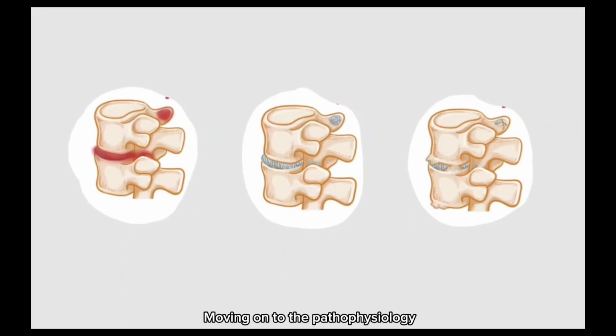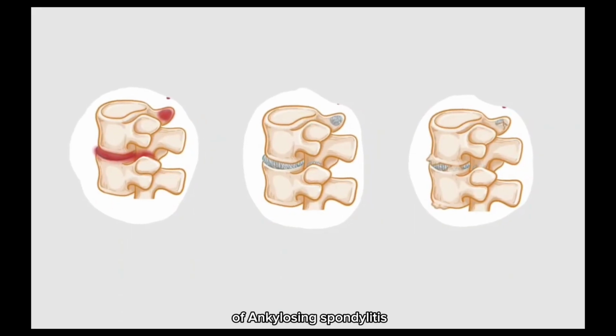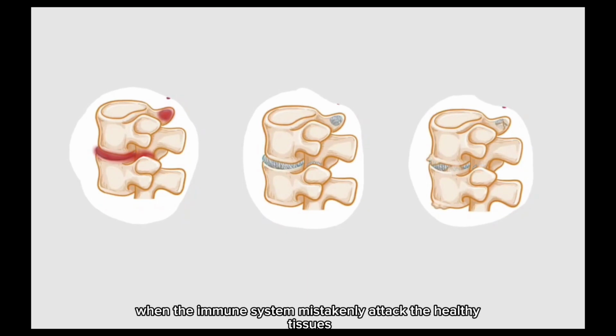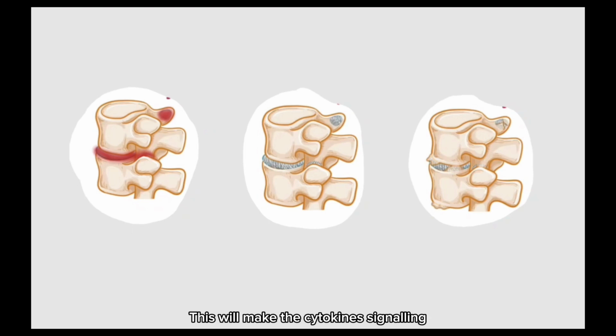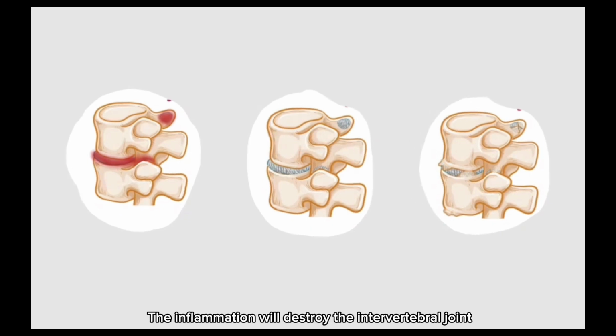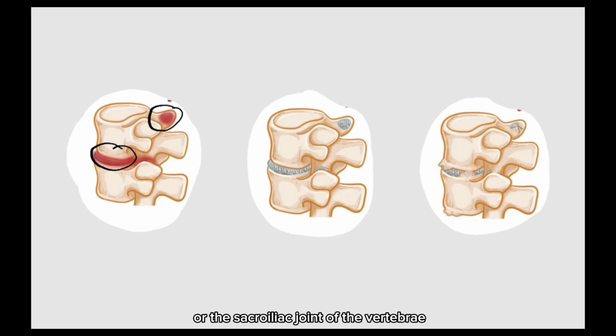Moving on to the pathophysiology of ankylosing spondylitis. Firstly, ankylosing spondylitis happens when the immune system mistakenly attacks the healthy tissues. This will make the cytokines signal other immune cells like neutrophils and release tumor necrosis factor alpha, and will make the inflammation worse. The inflammation will destroy the intervertebral joint, the facet joint, or the sacroiliac joint of the vertebrae.